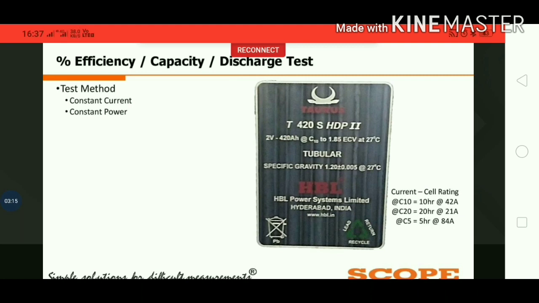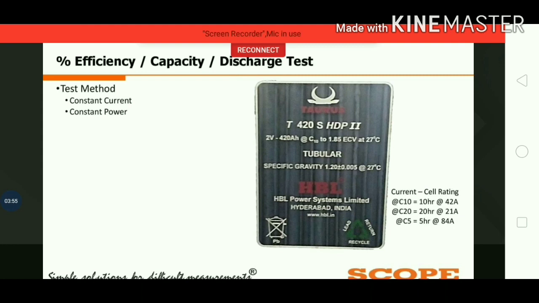Now, how do we calculate the discharge current? The total battery bank capacity, 420 ampere hour, divided by the rated discharge time, 10 hours. So for C10, the rated discharge current will be 42 amps. For C20, 21 amperes will be the discharge current. This is the constant discharge current I am talking about. And for the C5 type, the constant discharge current will be 84 amps. With the help of constant current, we get the capacity of the battery.